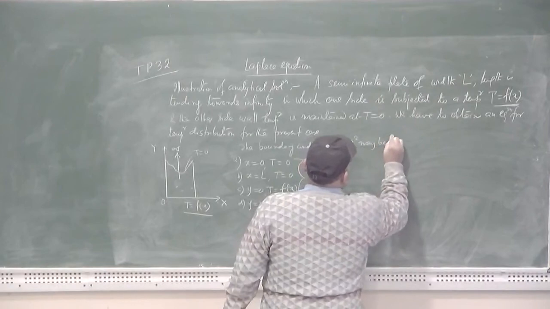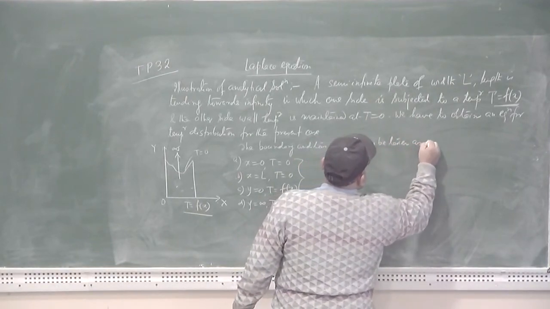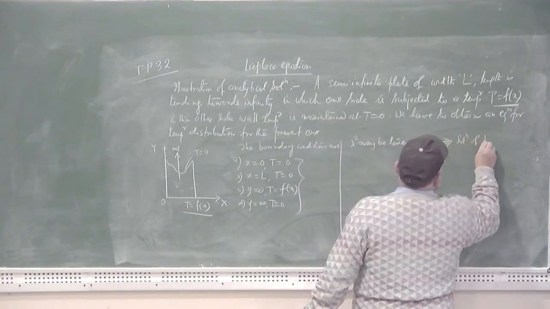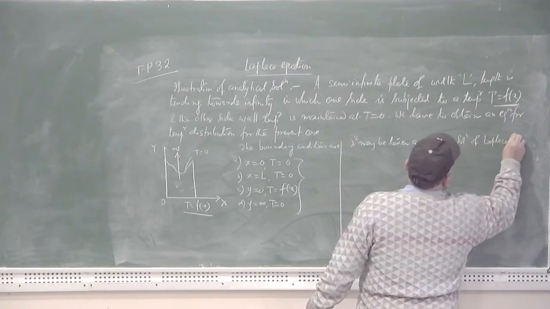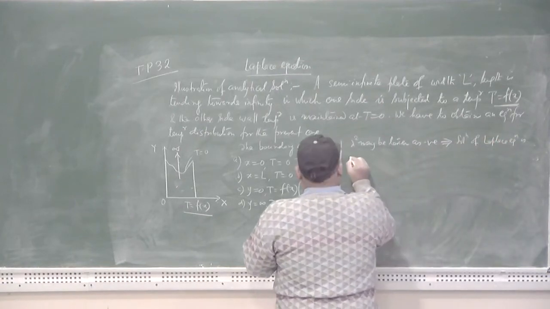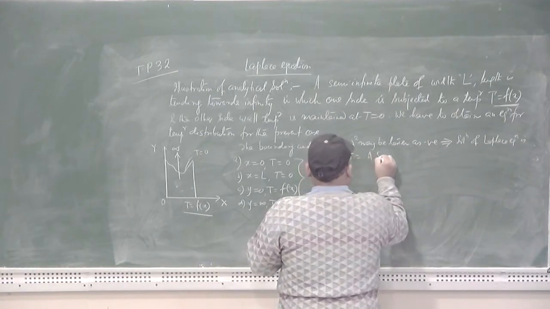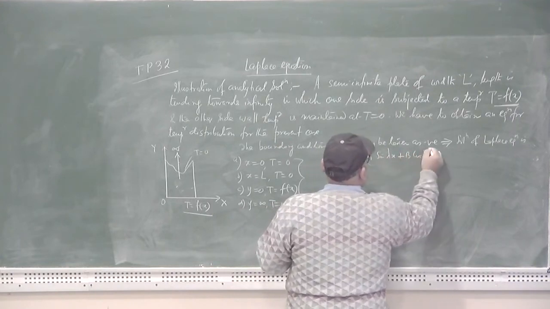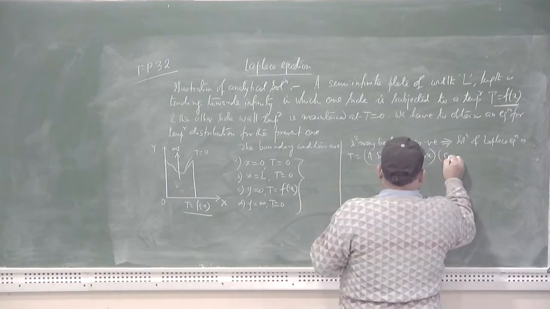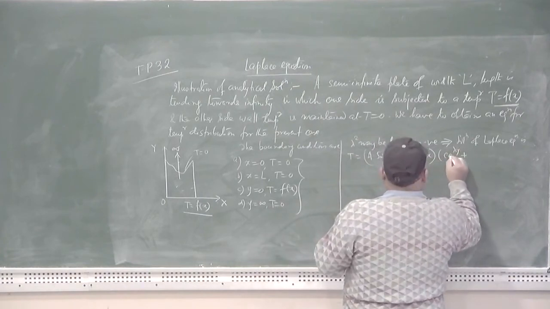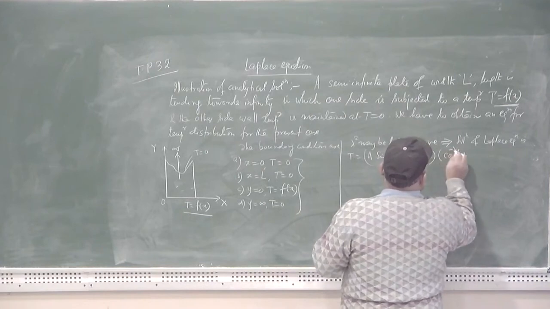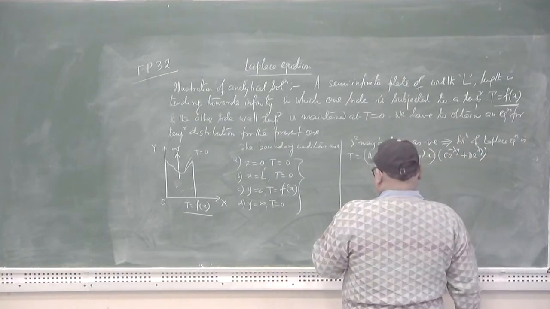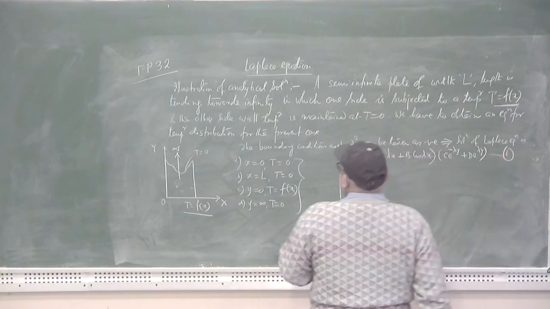Lambda square may be taken as negative, hence the solution of T is equal to A sin lambda x plus B cos lambda x into C e to the power minus lambda y plus D e raised to the power plus lambda y. Let it be equation number 1.